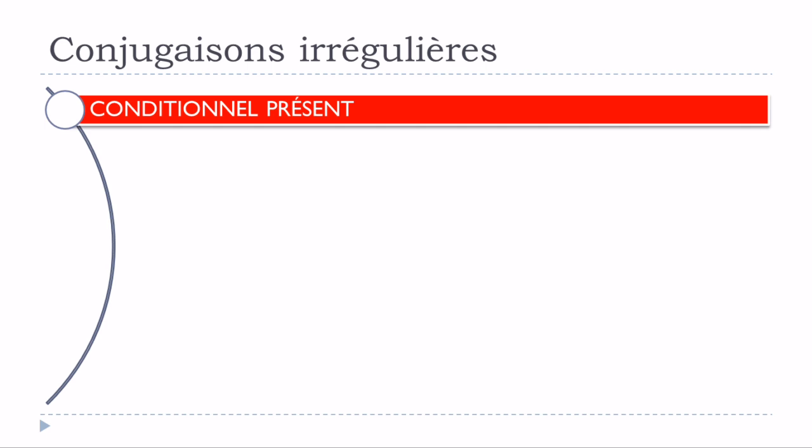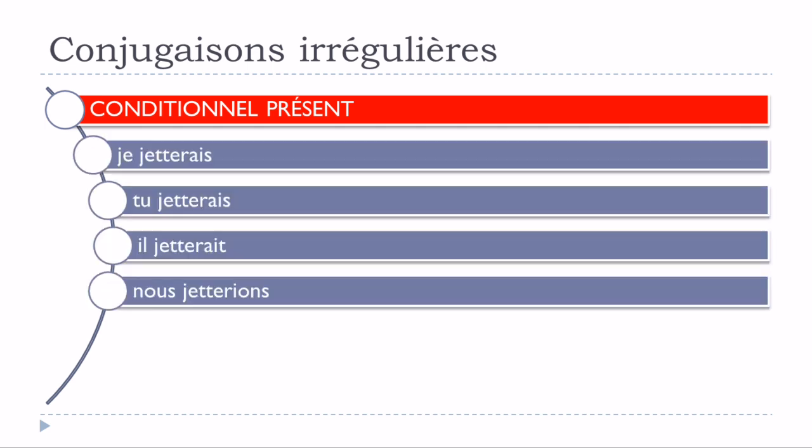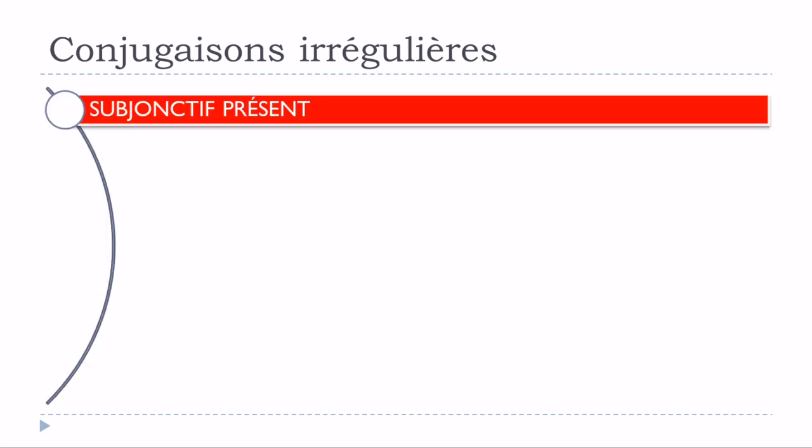And then for the conditionnel présent form: je jetterais, tu jetterais, il jetterait, nous jetterions, vous jetteriez, ils jetteraient. Exactly the same modification, and as for the future, it will affect all the persons. So you double your T here, and you get je jetterais, tu jetterais, il jetterait, nous jetterions, vous jetteriez, ils jetteraient. And let's see now how le subjonctif présent will be affected.